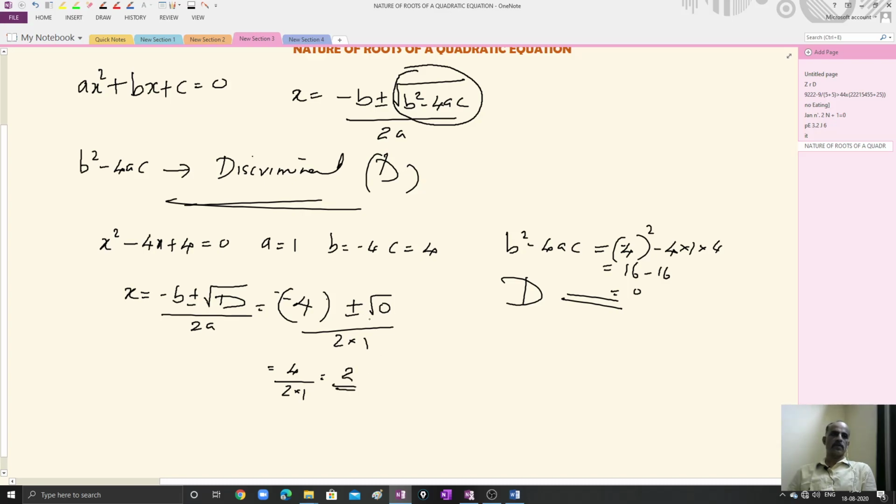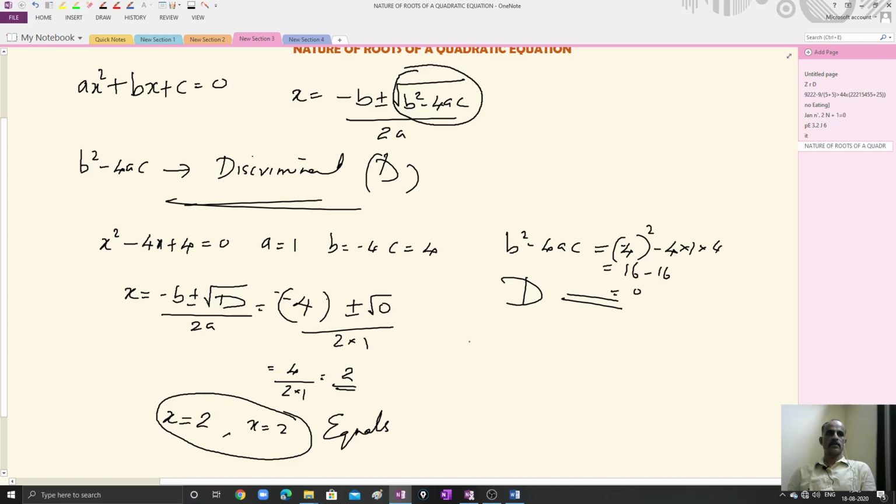That means what about the other part? There should be 2 roots, but we are getting only 1. What about the other one? See, when this part is 0, plus 0 or minus 0 doesn't matter. That means the roots of the equation are x is equal to 2 and x is equal to 2. Both of them are equal roots.